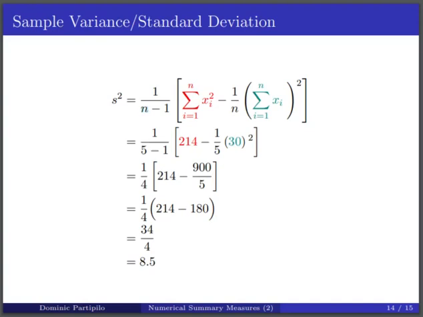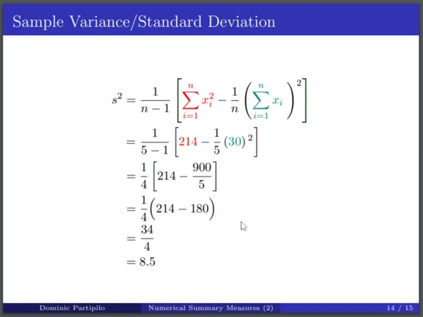So after we plug everything in, we're left with this. There are no unknowns here anymore. This is just plug and chug. So after you do the math here, you take 30 and you square it, and then you divide it by 5, and you're left with 180 for this piece. And then you subtract that from 214, and you're left with 34, and you're dividing that by 4. And this should look familiar because this is what happened when we calculated the sample variance using the other formula.